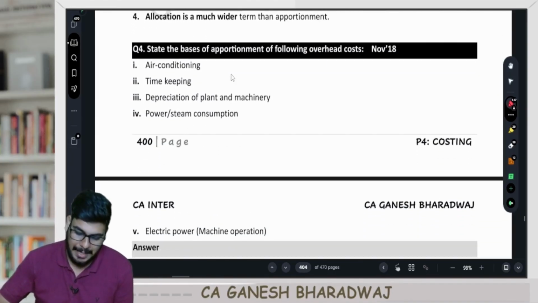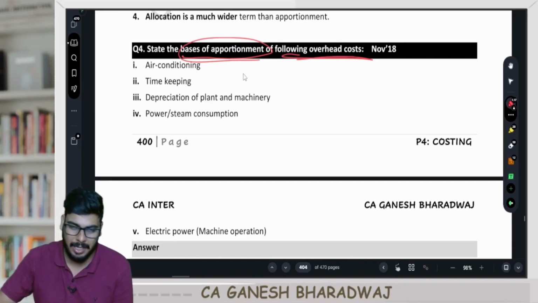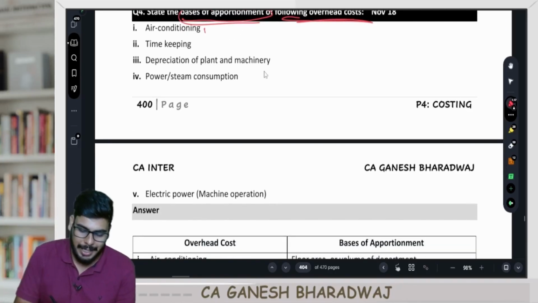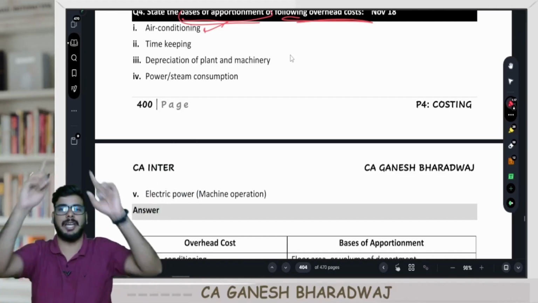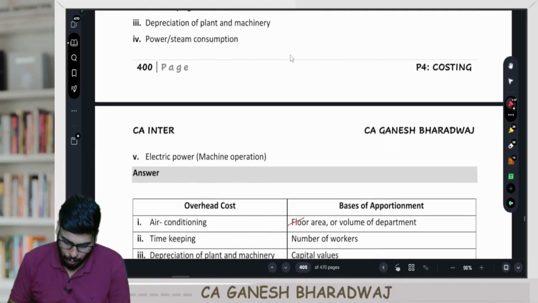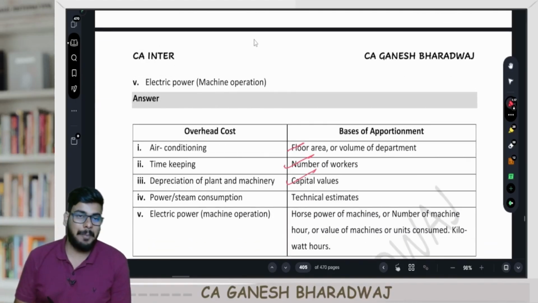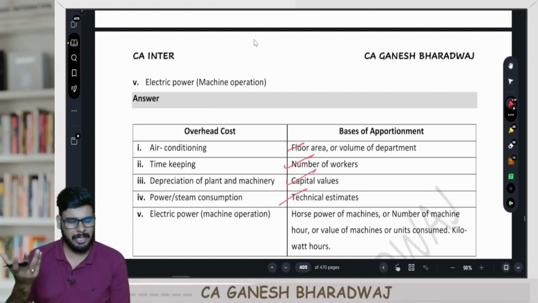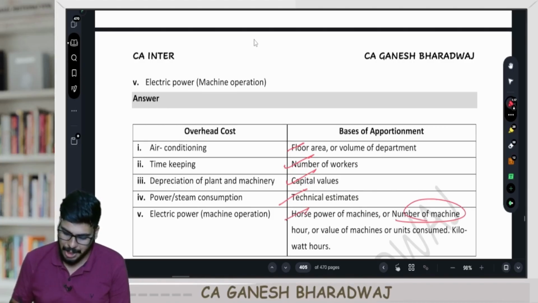Clear? Then state the basis of apportionment for the following overhead costs. This was tested earlier in the November 18 attempt. Air conditioning, on what basis will I apportion? Common air conditioning I have for the entire factory, so based on floor area. Timekeeping based on number of workers, depreciation based on capital values, power or steam consumption based on technical estimates, or you can even write kilowatt hours, electric power, that is machine operation, horsepower of machine, number of machine hours, all these things.